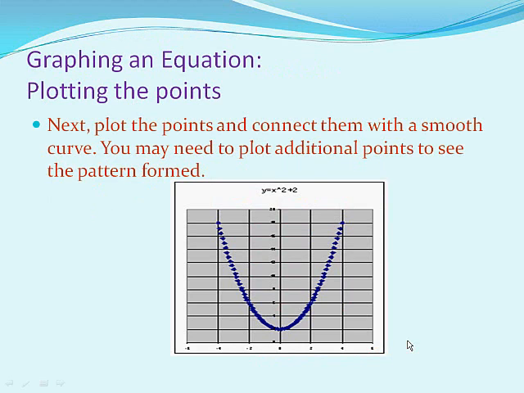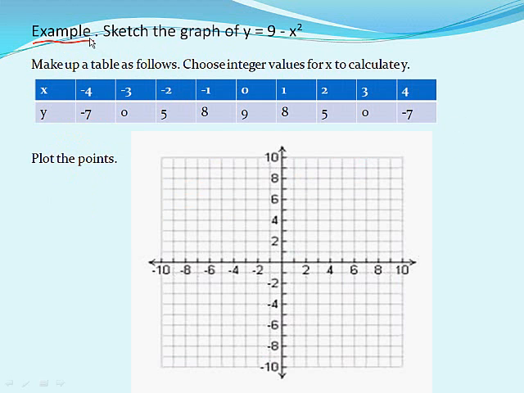Next, plot the points and connect them with a smooth curve. You may need to plot additional points to see the pattern formed. This is how the graph will look. Example: sketch the graph of y equals 9 minus x squared. Make up a table as follows.